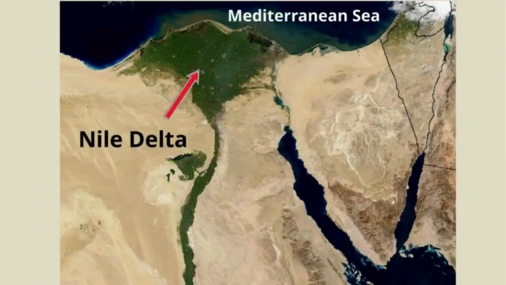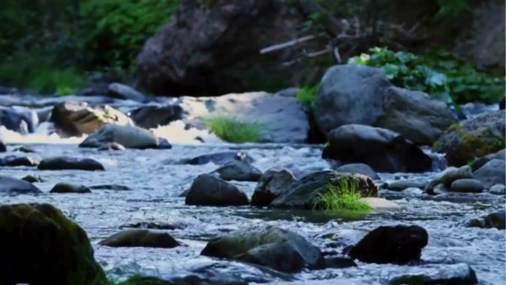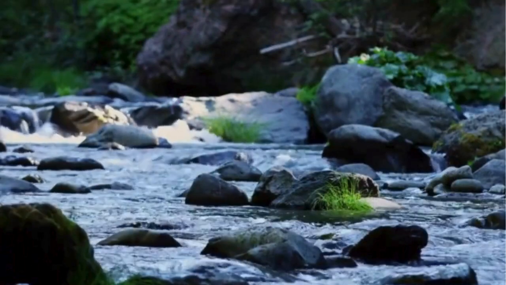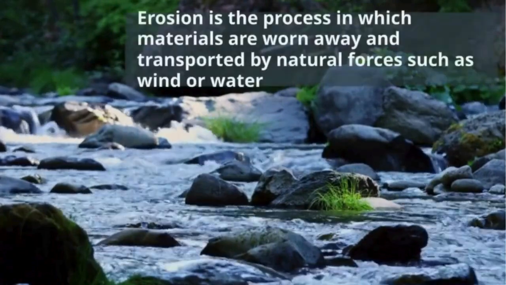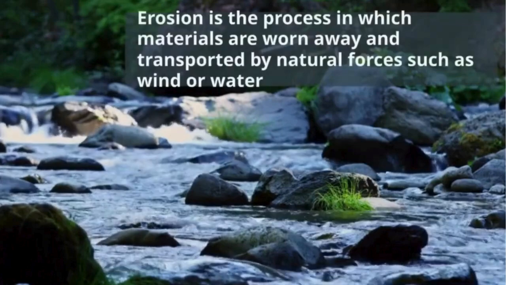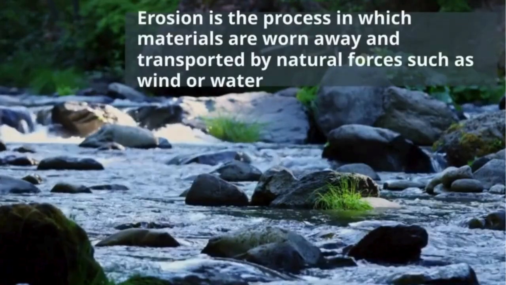River deltas form when a river carrying sediment reaches a body of water, such as a lake or an ocean. As the river flows, it picks up small particles, rocks, sand, and other items created from weathering and erosion. Erosion is the process in which materials are worn away and transported by natural forces, such as wind and water.